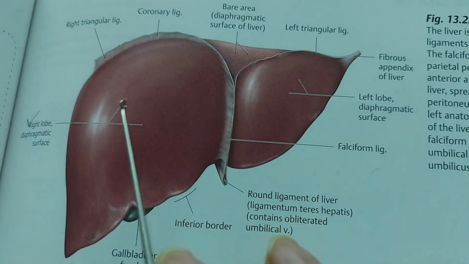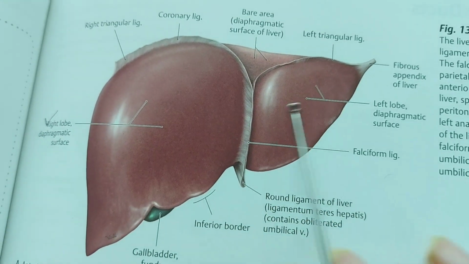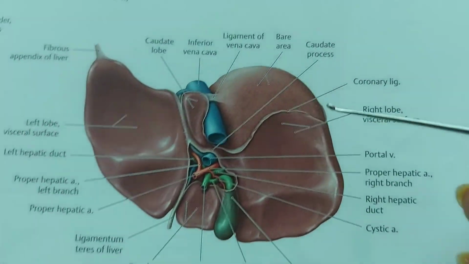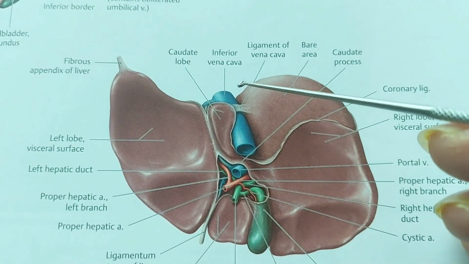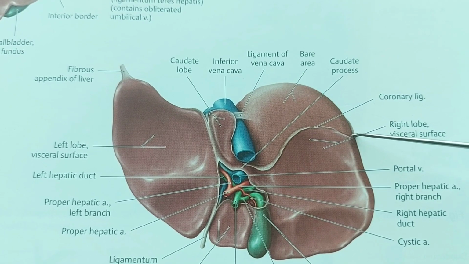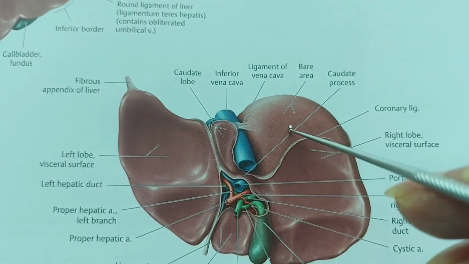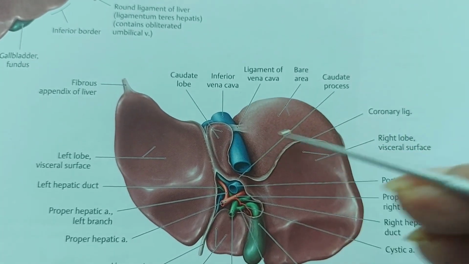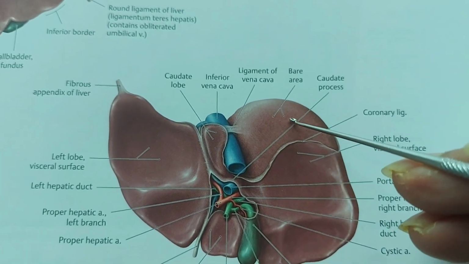The anterior surface is very shiny and smooth, and it is covered with the peritoneum. On the posterior surface, not all the area is covered with the peritoneum. The area in between the inferior vena cava and the right triangular ligament is attached to the diaphragm superiorly. So there is no peritoneum in between the liver and the diaphragm. This is known as the bare area.